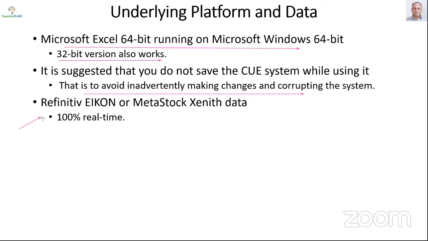And QEdge, like all the other icon-based Q systems, works in 100% real time. In fact, that is true for Q Elite and Q Global as well, the technical analysis components.